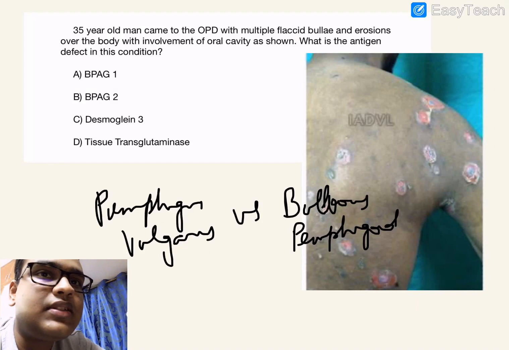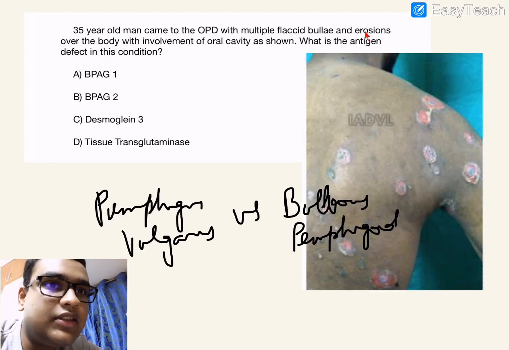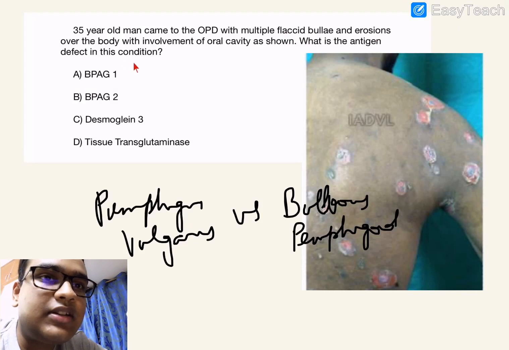So coming to the question. Since this question says that it is multiple flaccid bullae with erosions, the diagnosis is pemphigus vulgaris, and you can see the picture here also, the multiple erosions. So this is pemphigus vulgaris. What is the antigen defect in pemphigus vulgaris? And the answer is desmoglein 3.